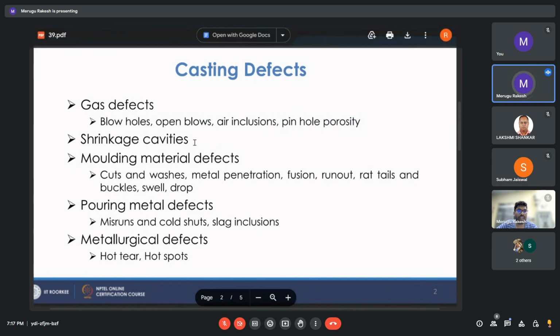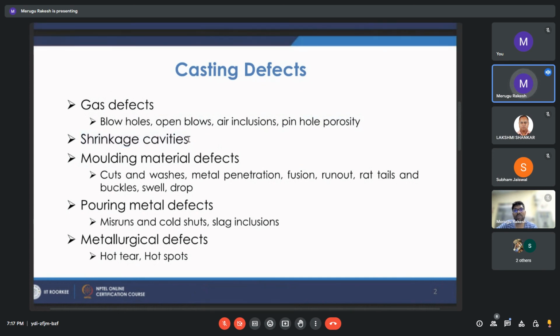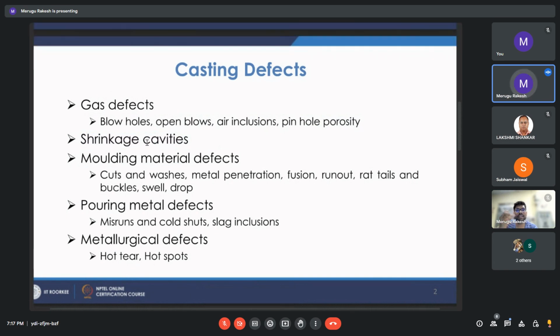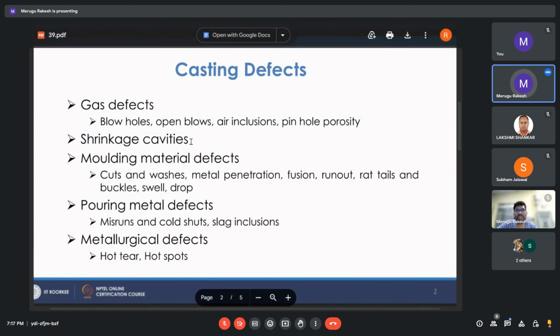Then we have shrinkage cavities. This occurs due to the density difference between the liquid and solid. The density of the solid is more than that of the liquid, so there will be a decrease in volume. In the solid state the size and volume will decrease compared to the liquid, and that is how shrinkage cavities occur.